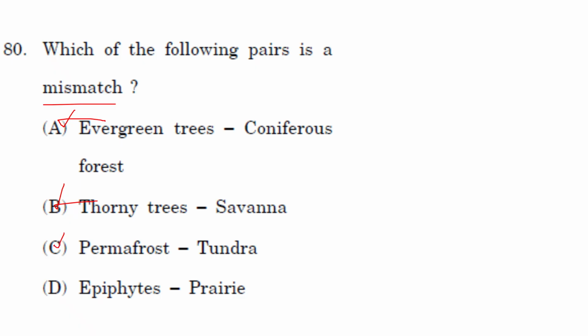So that is not correct. Epiphyte, prairies. Prairies are grasslands. There are no trees in prairies. Epiphytes are plants that grow on trees for their physical support. They are harmless to the tree. In prairies, there is no tree itself, so how will epiphytes grow? So the answer is option D.